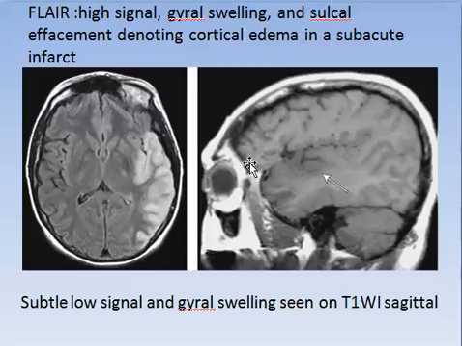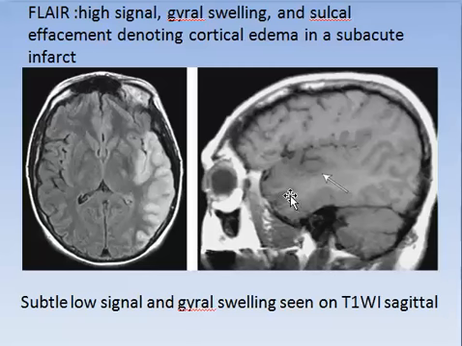FLAIR showing high signal, gyral swelling, and sulcal effacement, denoting cortical edema in a subacute infarct. And here the sulcal edema and the gyral swelling in T1 weighted image. This is FLAIR and T1.